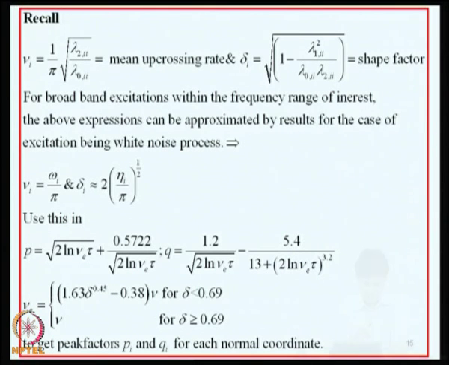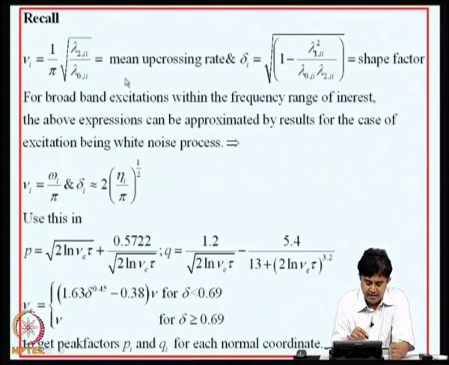Now, we will quickly recall nu_i, the mean upcrossing rate in terms of the second and 0th order spectral moments, and this is the shape factor. Now, we will assume that excitation is broadbanded. So, for broadband excitation within the frequency range of interest, the above expressions can be approximated by results for the case of excitation being a white noise process. This is the approximation we make, and once this approximation is accepted, we get simplified values for nu_i and delta_i. Now, if we use these simplified versions in the formulae for peak factors, we get peak factors for the ith generalized coordinate, where i runs from 1 to n.